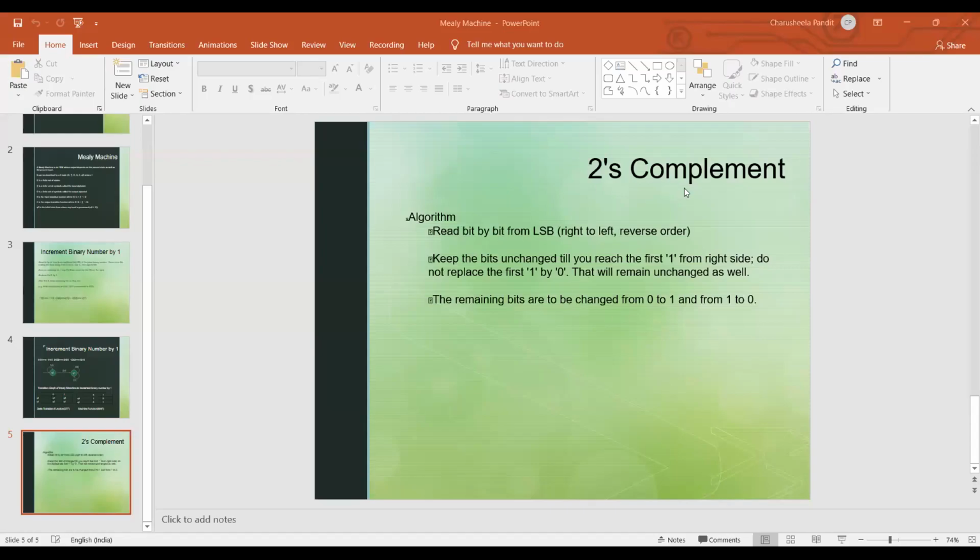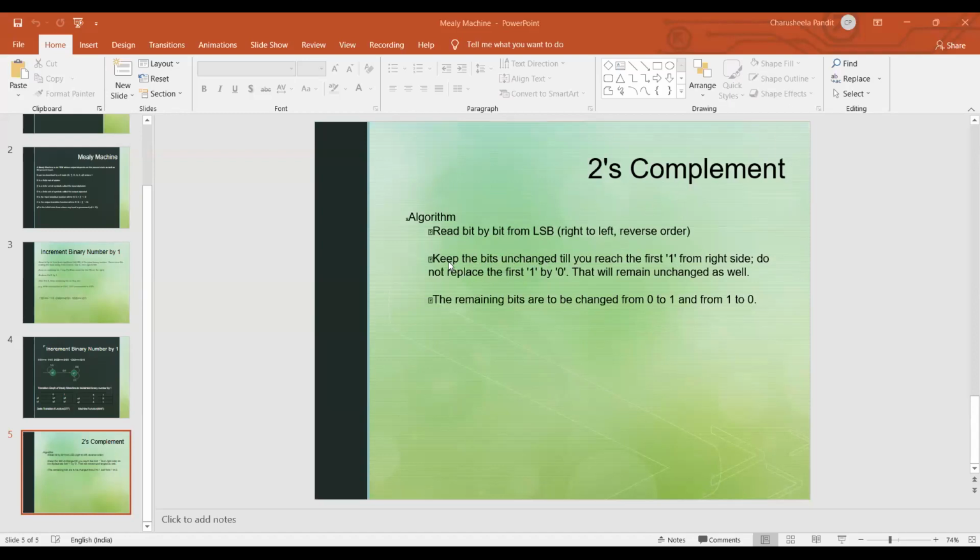Now here we have to design a Mealy machine to find the two's complement. As per the algorithm, the first step is to read bit by bit from the LSB, that is, from right to left. You have to read the input bit by bit. Then what is the other step? Keep the bits unchanged till you reach the first one.